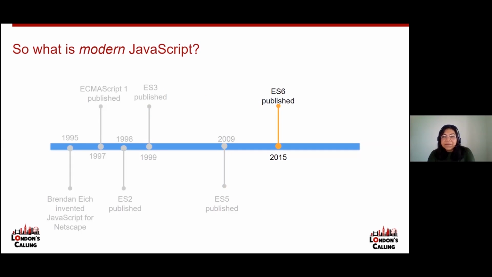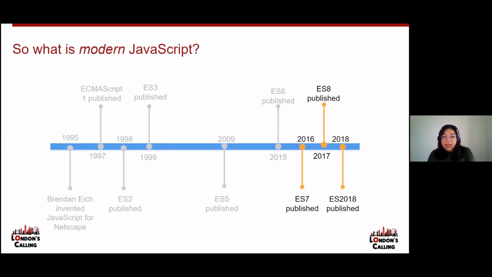So in 2015, the version 6 of the standard was published. And this is what we call modern JavaScript. So whenever you see modern JavaScript, it's basically the version 6 of the standard that has a lot of features defined on it. After version 6, we have several other versions, and it's expected that the standard is going to continue evolving in these years.